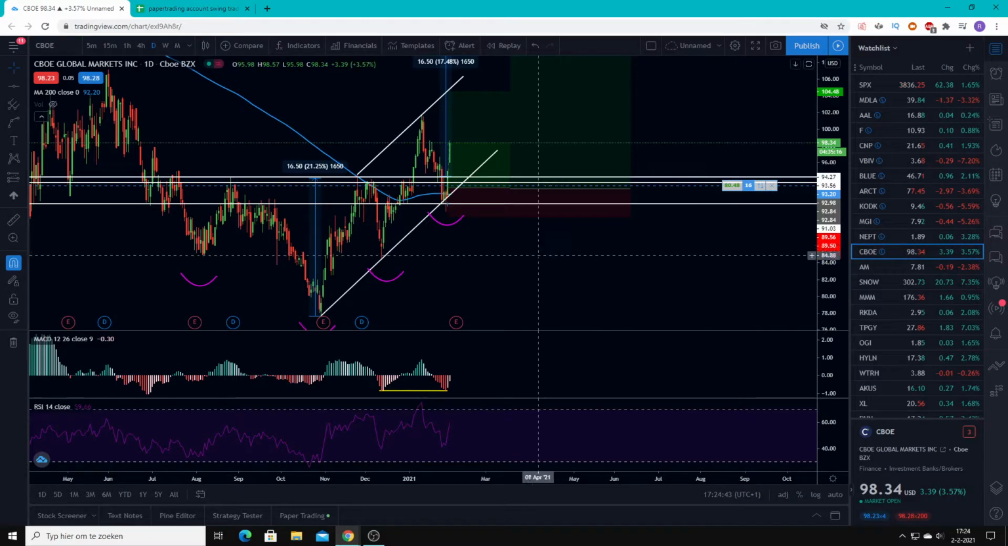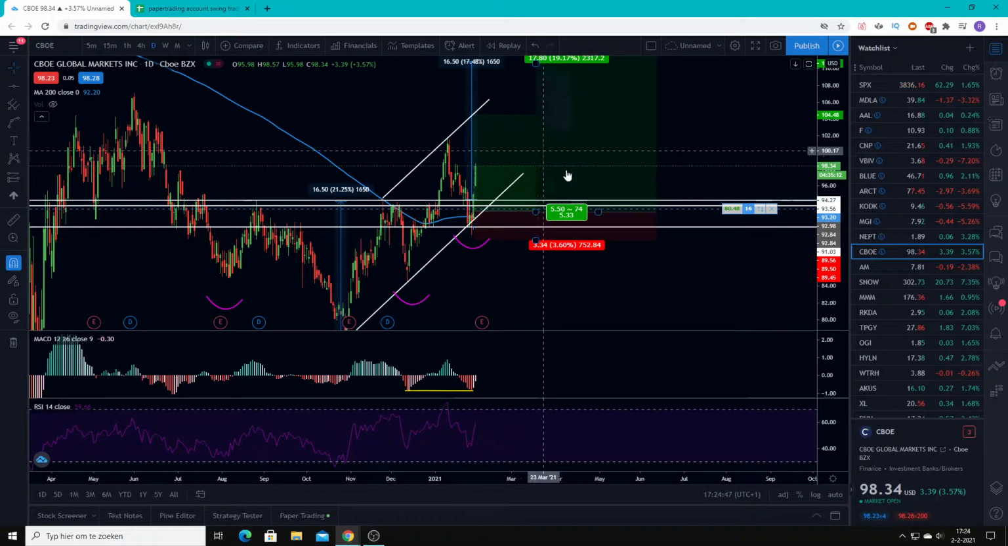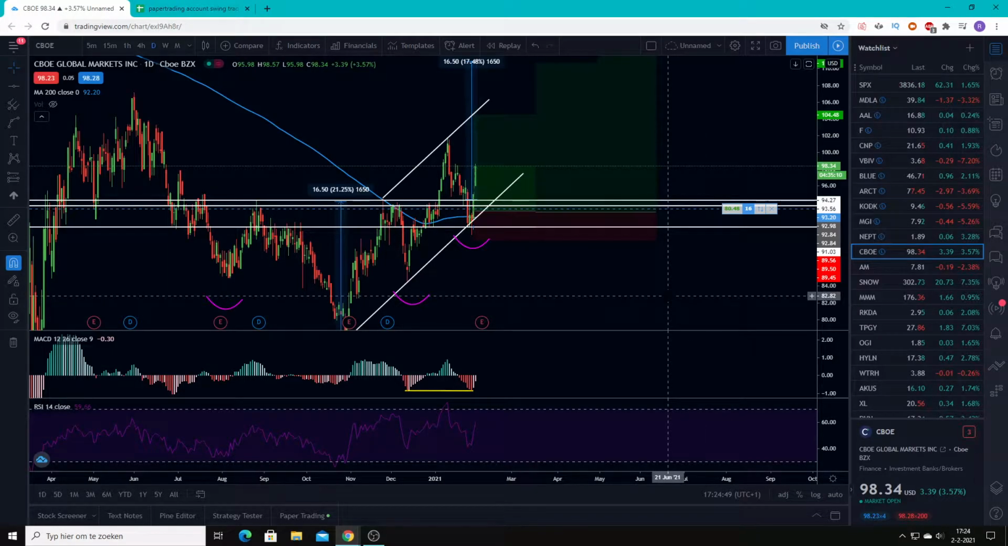And the CBOE, that is the new trade I entered, is going very well. It's up 3% again today. And yeah, starting to build positive momentum again. So let's see what happens with this trade.